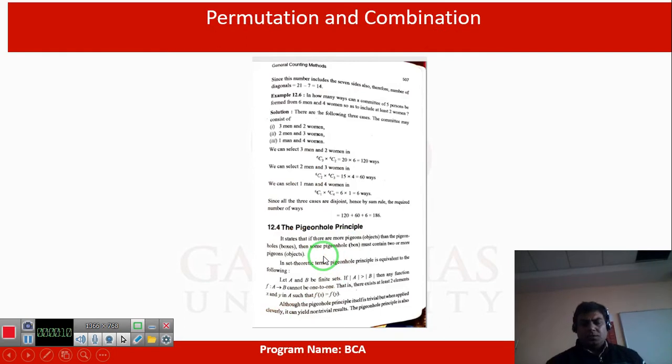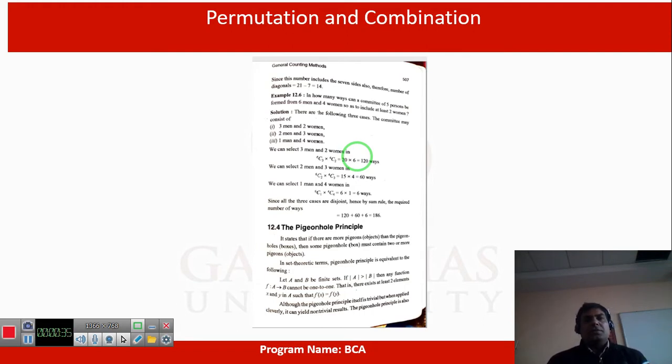Today is the second lesson of combinations and permutations in combinatorics in Unit 2. In the previous lecture we discussed the sum rule, the product rule, and some questions based on them. Now we are going to discuss the pigeonhole principle. It's a very important rule.